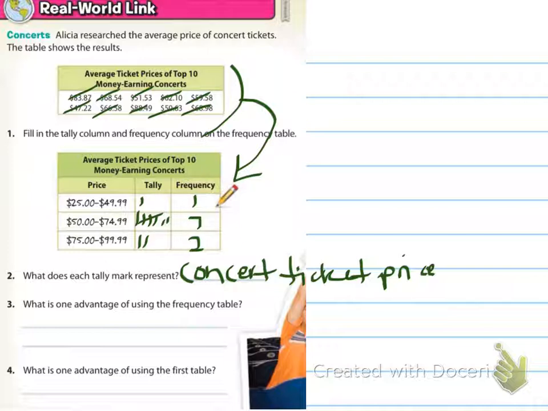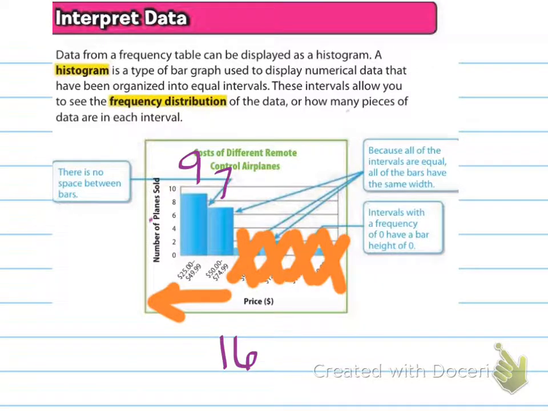And what is one advantage of using the first table? Well, the first table gives you specific data. It's not that it's a bad table, but it gives you specific data that is just kind of spread out. Whereas what I like about the frequency column in the frequency table is that it tells you ranges and how many fall in between those ranges rather than have a bunch of scattered prices.